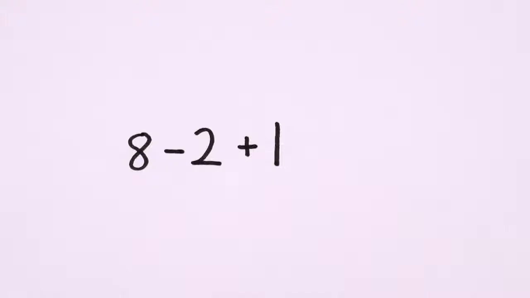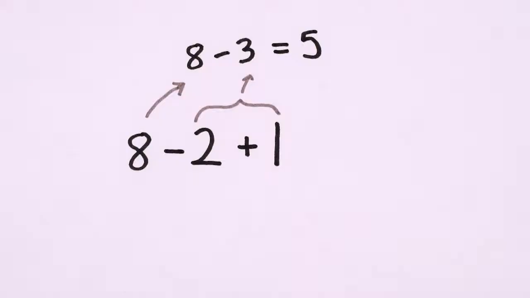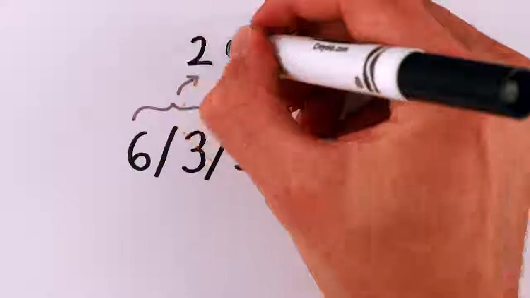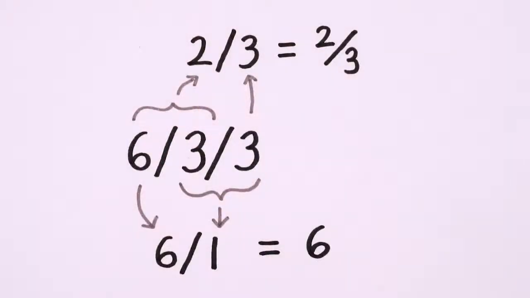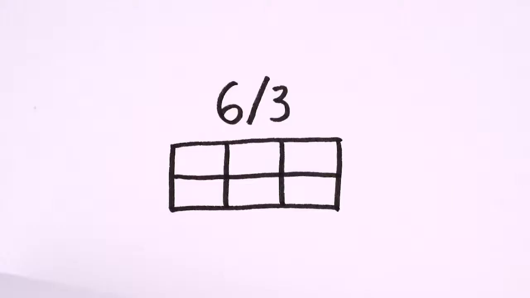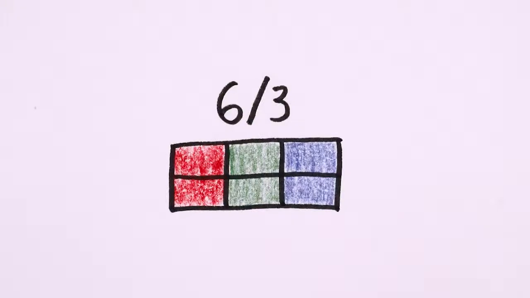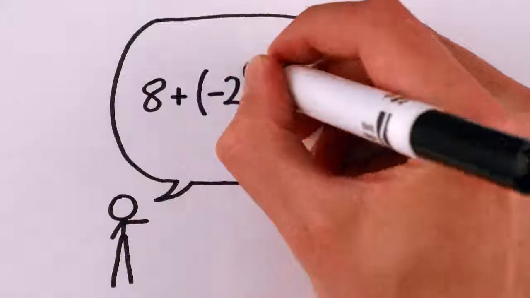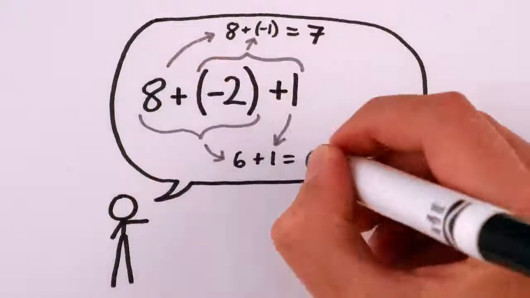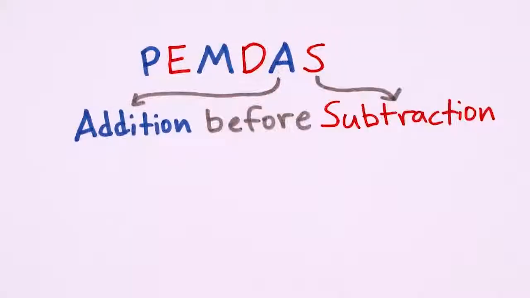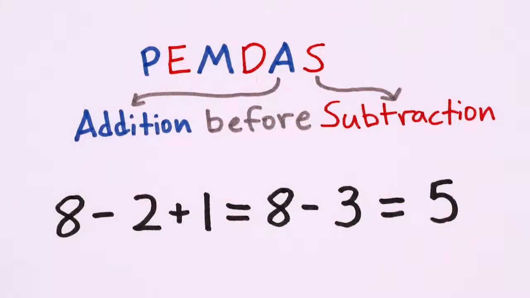I mean, is 8 minus 2 plus 1 equal to 5 or 7? And is 6 divided by 3 equal to 2/3 or 6? The problem is, focusing on the order of operations can lead to ambiguity and obscures the real, underlying, and often beautiful mathematics. A mathematician will tell you that 8 minus 2 plus 1 is really 8 plus negative 2 plus 1, which is unambiguously equal to 7, even though the so-called order of operations standard in the US tells you the answer is 5. If you want 5 for your answer, then you really need some parentheses.